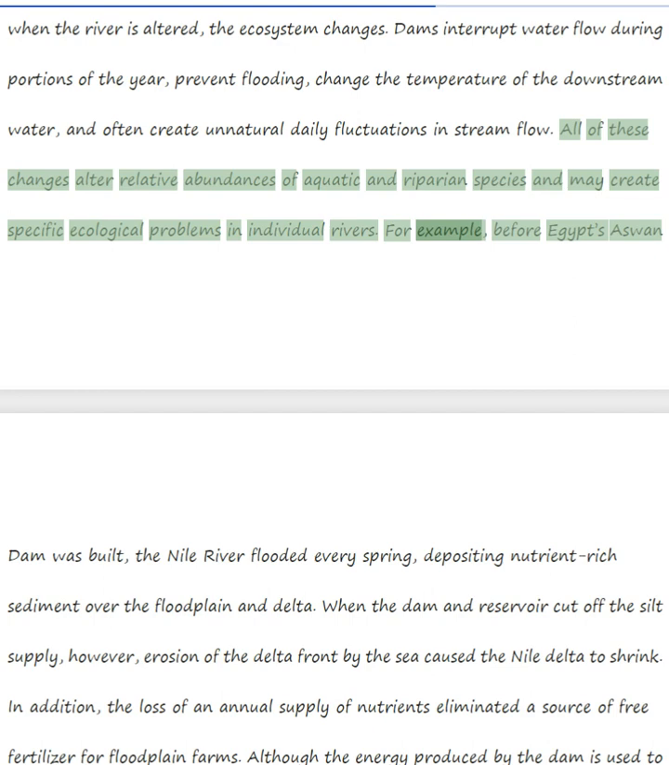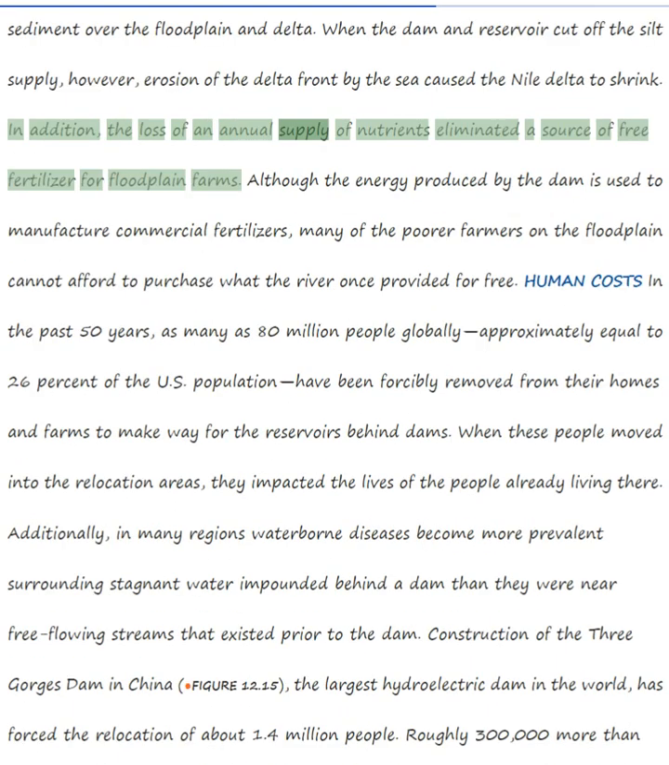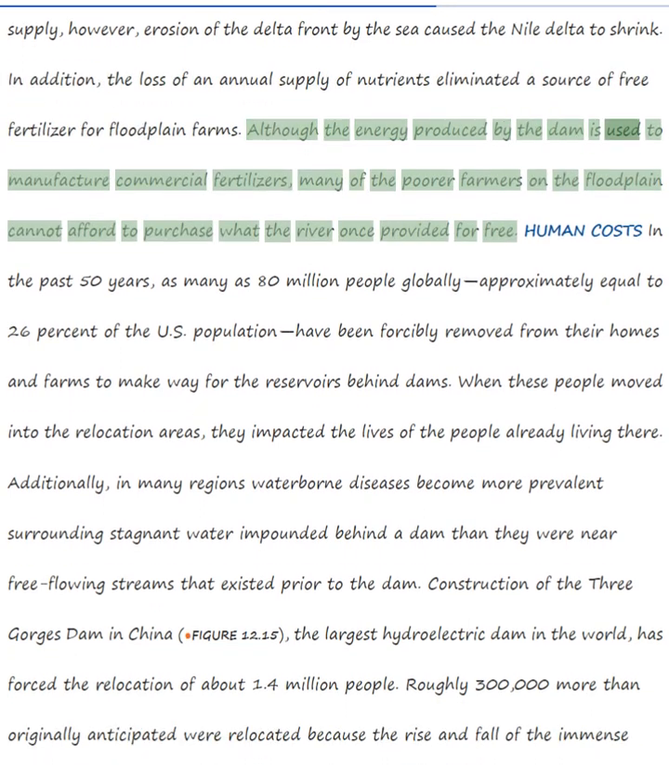For example, before Egypt's Aswan Dam was built, the Nile River flooded every spring, depositing nutrient-rich sediment over the floodplain and delta. When the dam and reservoir cut off the silt supply, however, erosion of the delta front by the sea caused the Nile Delta to shrink. In addition, the loss of an annual supply of nutrients eliminated a source of free fertilizer for floodplain farms. Although the energy produced by the dam is used to manufacture commercial fertilizers, many of the poorer farmers on the floodplain cannot afford to purchase what the river once provided for free.